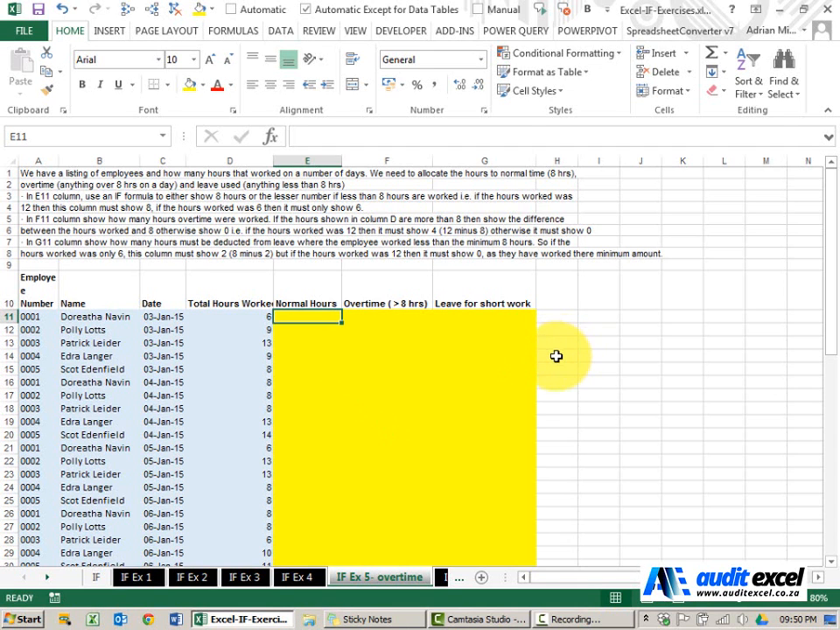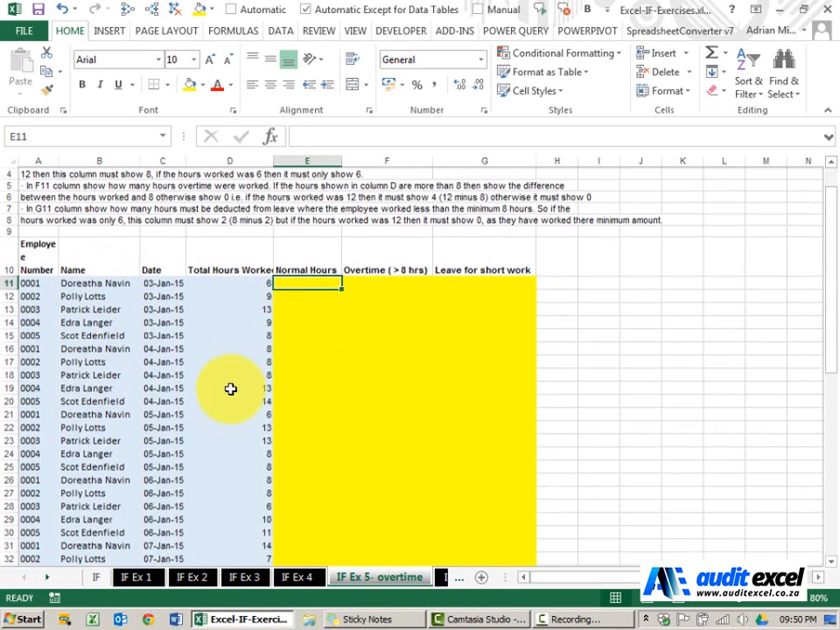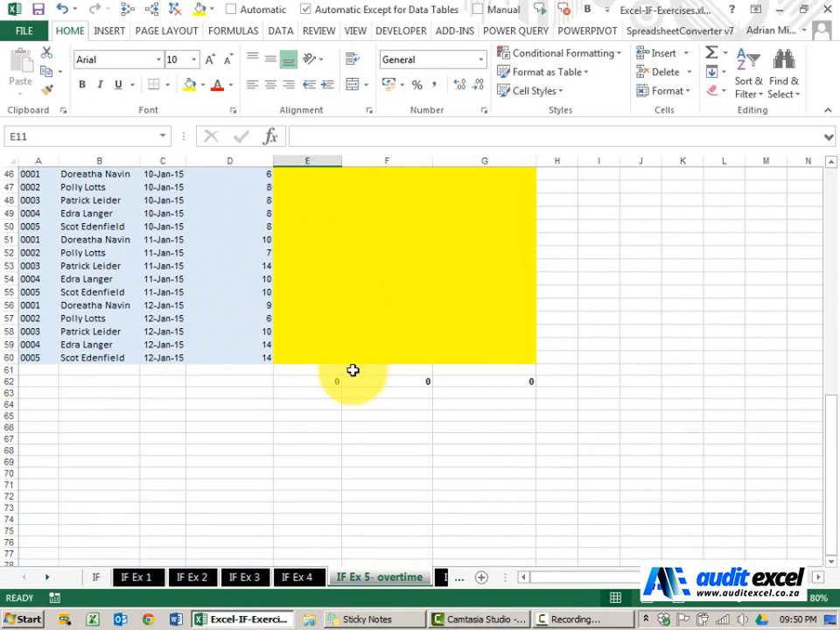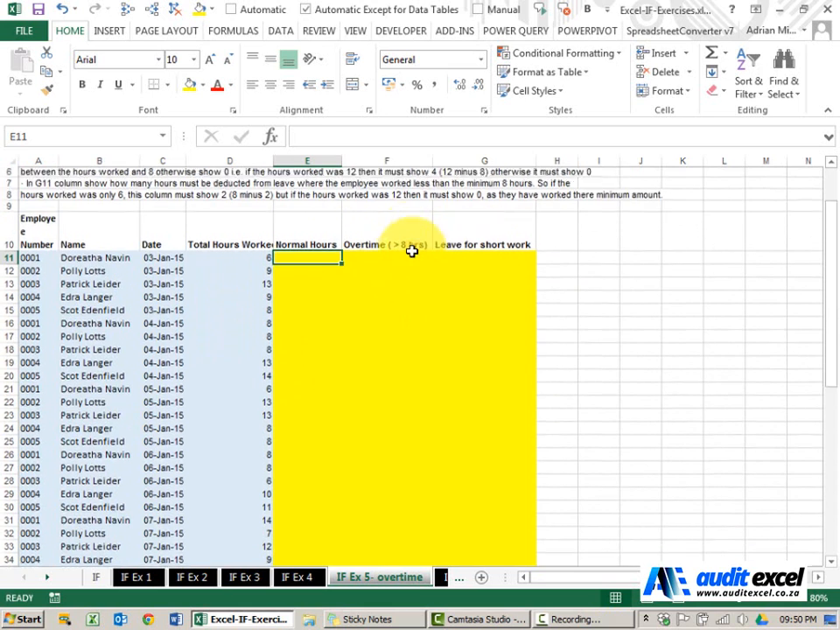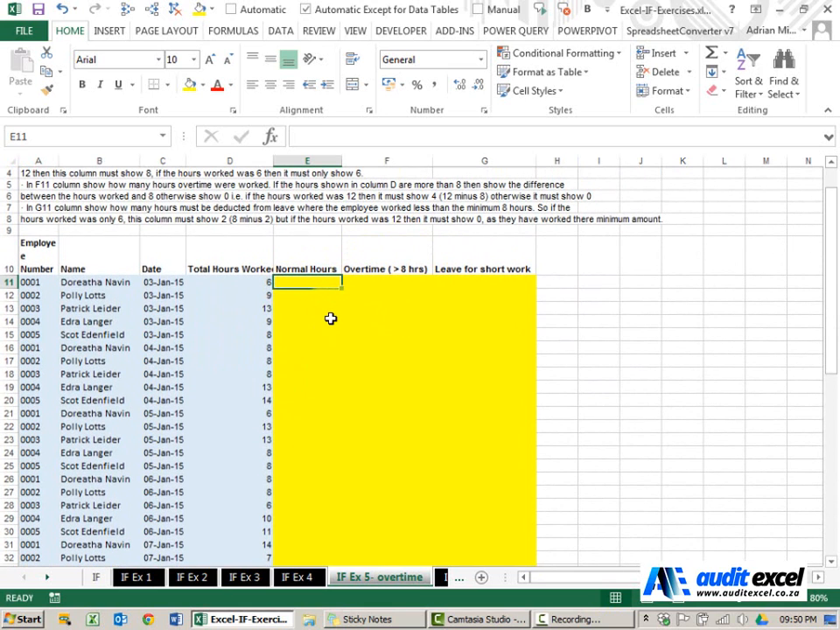In this example, we've got a whole bunch of employees and their total hours worked. What we need to do is to figure out how much is normal hours, overtime, and leave for short work. So we need functions, and a workday is 8 hours. So we need a function that will check the normal hours worked. So it will say how much did they work. If it was 8 or more, you expect to see an 8 recorded here. If it's less, then whatever that number was.